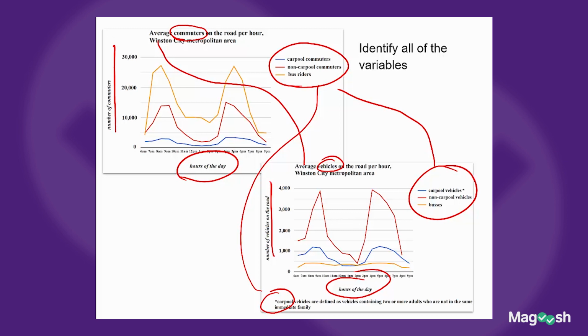So we see a nice progression in the line graphs moving from left to right about how much activity there is, how many commuters are on the road, how many commuting vehicles are on the road, including buses and non-carpool commuters and vehicles as well. So those are all the variables we've got to consider, and we have to find a way to include a basic summary of all these variables. Somewhere towards the beginning of your response, you need to describe what the line graphs show and include all of these categories in your general description of what the visuals include.